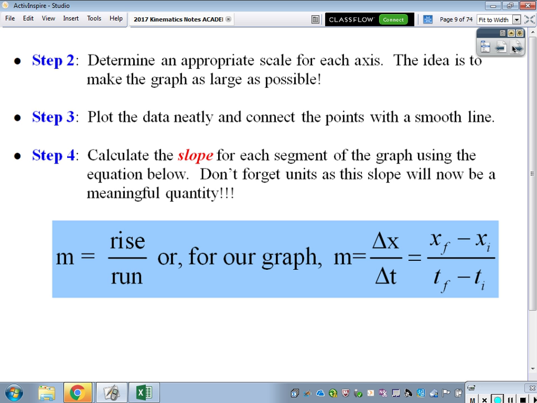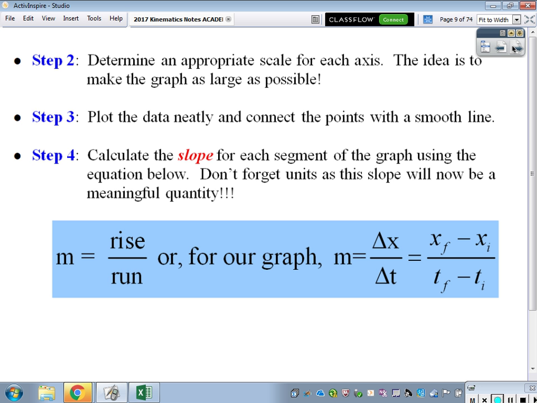Step 3, we will plot our data points neatly and connect them with a smooth line. Smooth line meaning use a ruler. Not the side of your calculator, not the side of a binder, not Jackson's hair. Just make sure we use a straight edge ruler to create our connections between our data points.